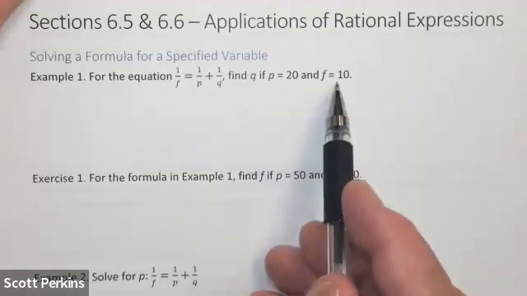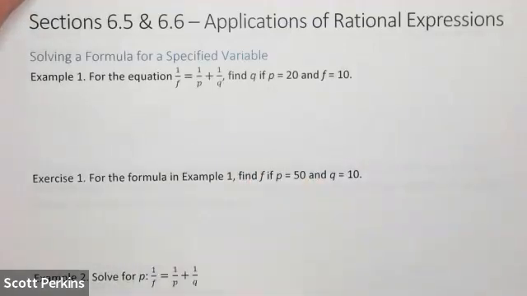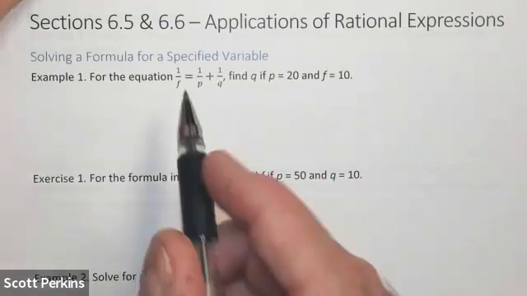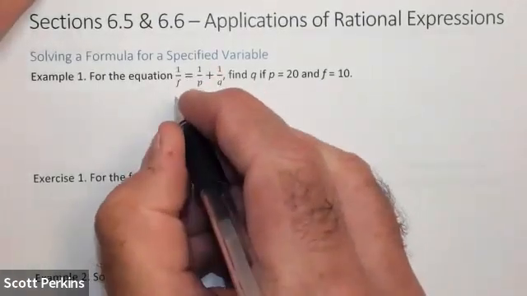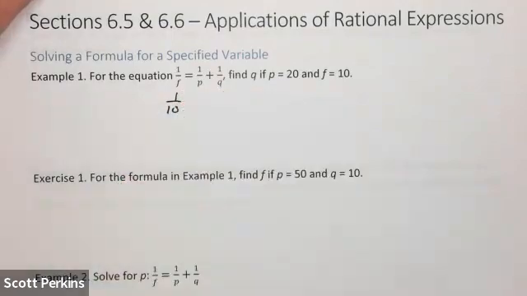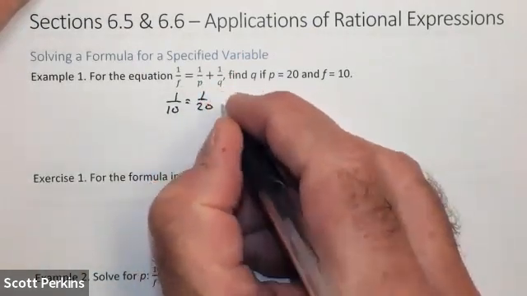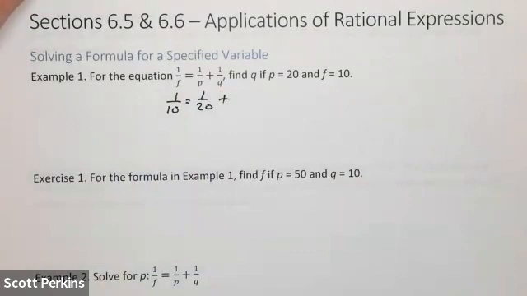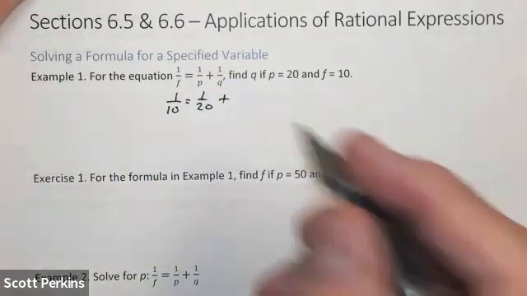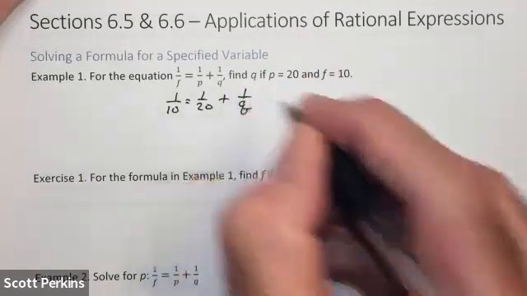So I'm told that f is 10. I'm told that p is 20. So first thing I'm going to do is I'm going to put the appropriate value in the appropriate place. So instead of 1 over f, we're going to have 1 over 10. And then we're told that p is 20. So instead of 1 over p, I'm going to have 1 over 20. And then q is what we're looking for. So 1 over q.